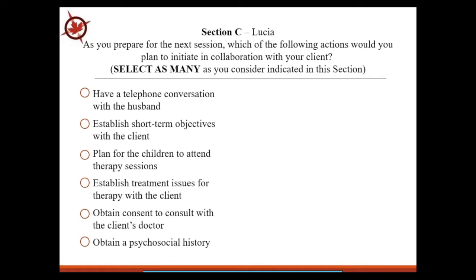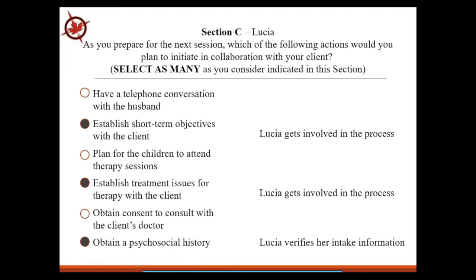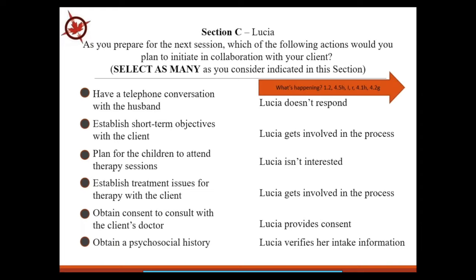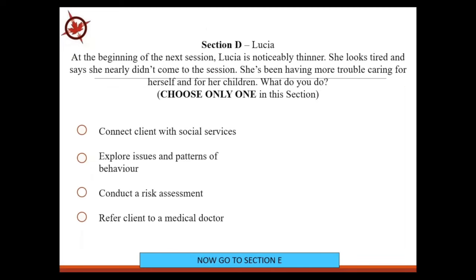Section C is another example. Now you can see how the simulation is moving you through therapy sessions, right? As you prepare for the next session, which of the following actions would be helpful in planning for collaborating with your client? Again, you can select as many. You could have a phone conversation, establish short-term objectives, plan for the children. You could select established treatment issues. She gets involved in the process, and so on. And it just keeps working that same way as we've done in section A and B. Now we're on C. And again, many of the competency areas are being checked into.